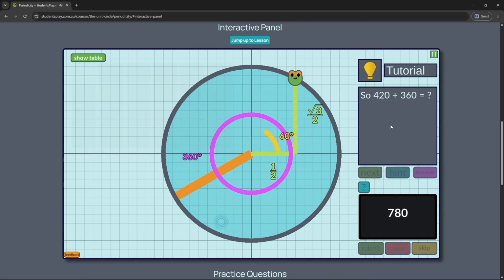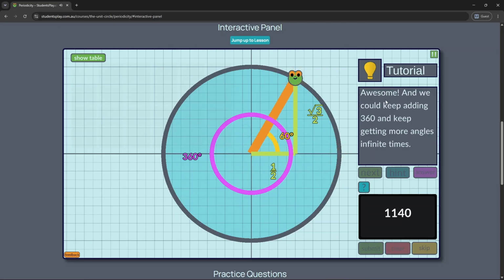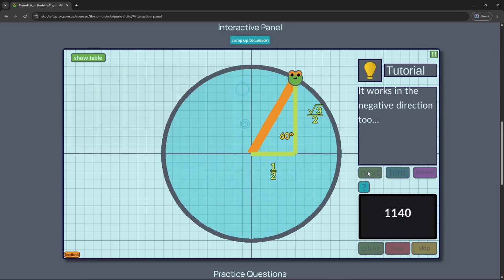All right, now my brain's properly awake. And 780 plus 360. Now I'm really working. 1,140. Nice. Awesome. And we could keep adding 360 on and keep getting more angles infinite times. Works in the negative direction too.